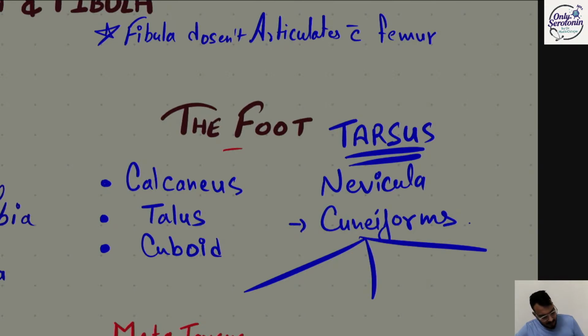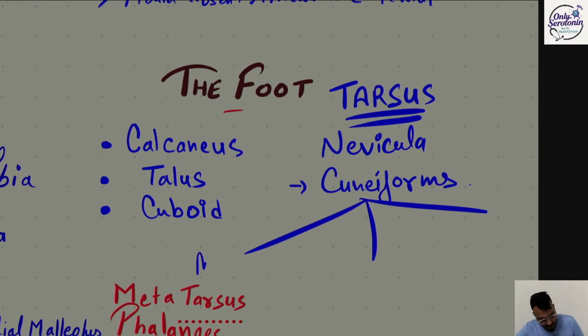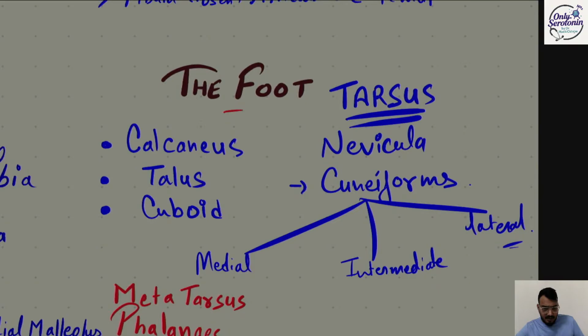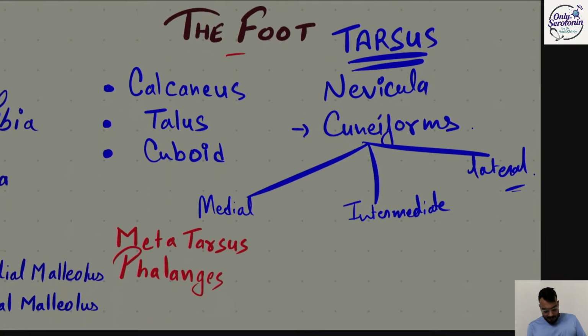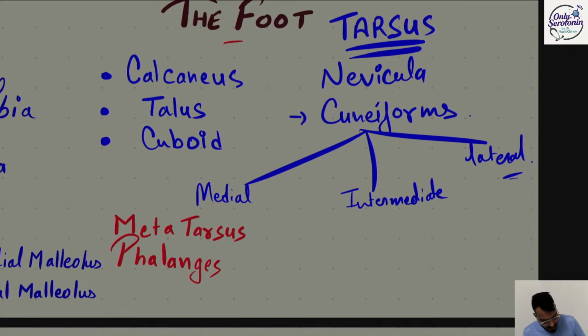In cuneiforms, we are having three different cuneiforms. What are the ones, guys? So we are having medial cuneiform, intermediate cuneiform, and lateral cuneiform. Okay. Metatarsals. How many metatarsals are there, guys? Metatarsals are a total of 5 in number. Okay. And what about phalanges? Yesterday also I told you that in total we have 14 phalanges in one limb, that is 3 for each finger and 2 for the thumb. Okay.